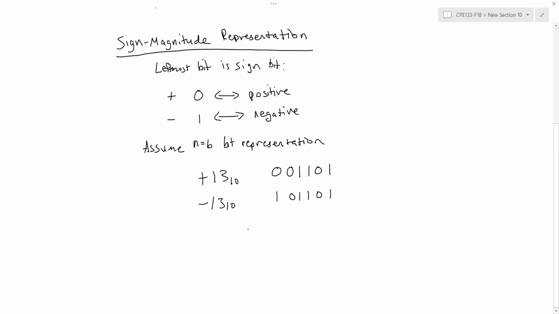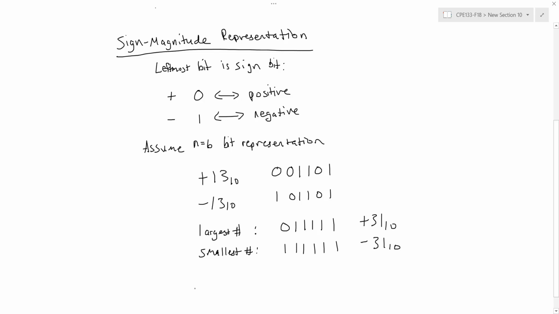So with a 6-bit sign magnitude number, what's the largest number and the smallest number I could represent? Well, the largest number is 0 followed by 5 ones, which is positive 31. And the smallest is all 1s, which would be negative 31. Okay, so sign magnitude is an easy representation.